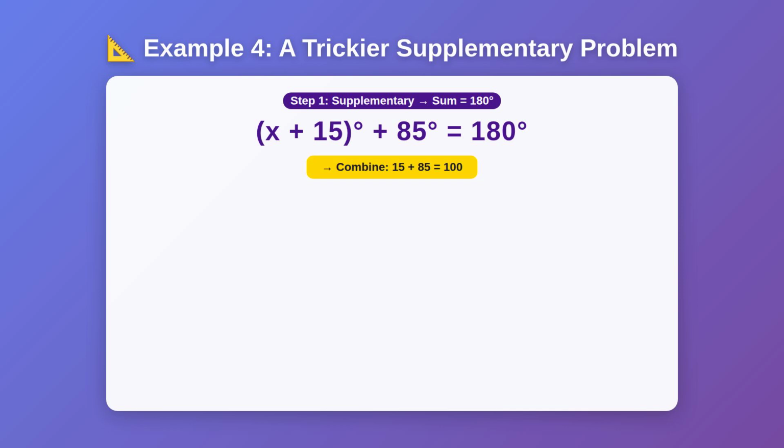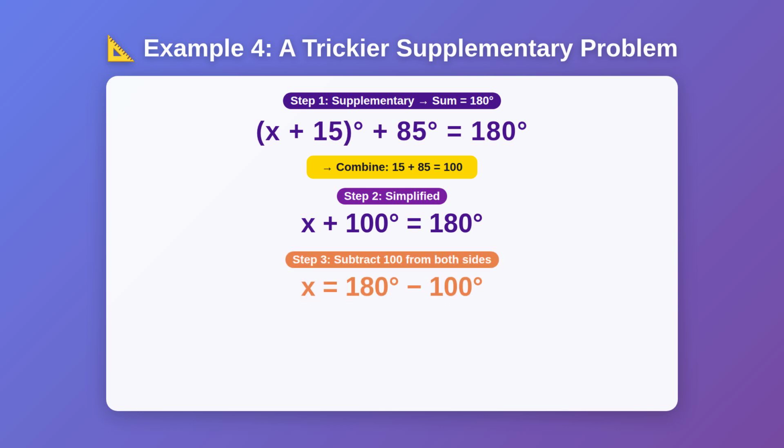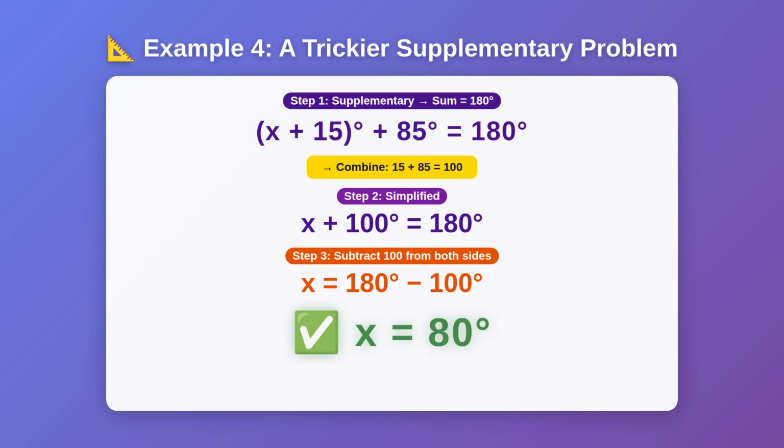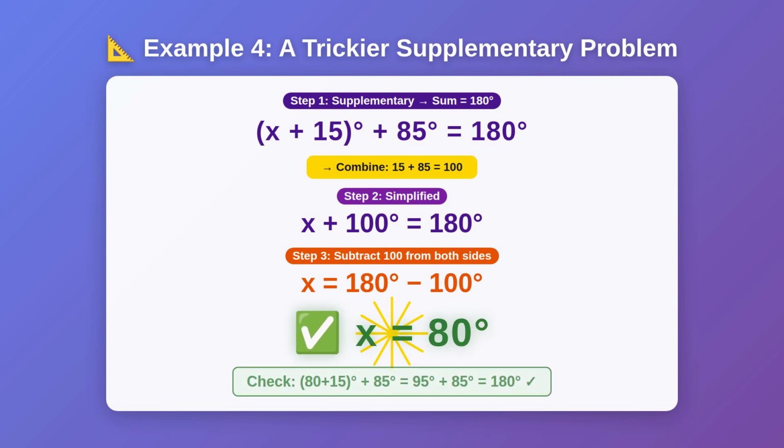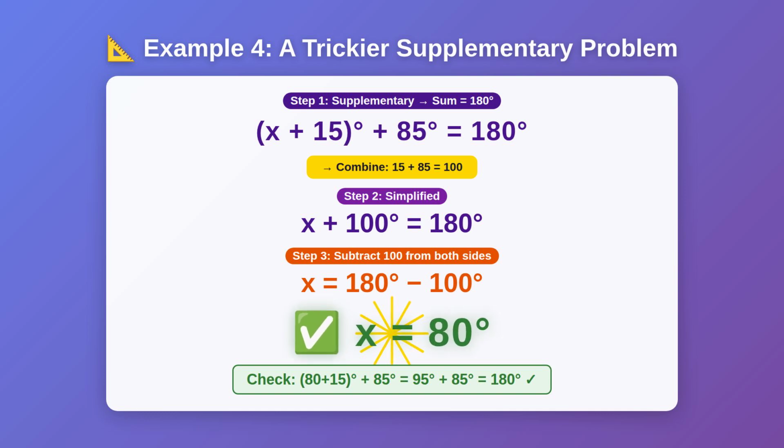Maya's teacher gave her this tricky one. Two supplementary angles are given as the expression x plus 15 degrees and 85 degrees. Find x. Step 1. Supplementary means the sum is 180. Write x plus 15 plus 85 equals 180. Step 2. Combine like terms on the left. 15 plus 85 equals 100. So now we have x plus 100 equals 180.